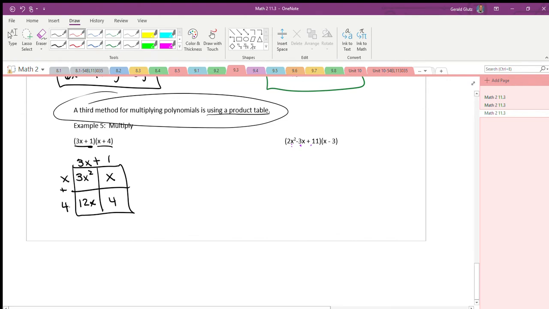So these terms on the diagonal are pretty much always going to be like terms. So those are always going to get combined. To get the answer to this, by the way, you just add up everything that's inside of the box. So 3x squared plus 12x plus x plus 4. So 3x squared plus 13x plus 4.